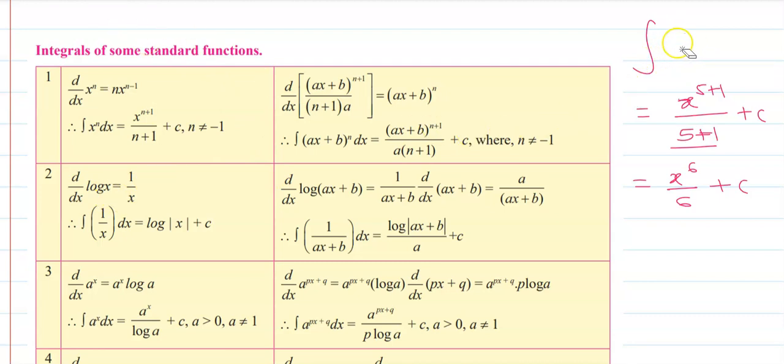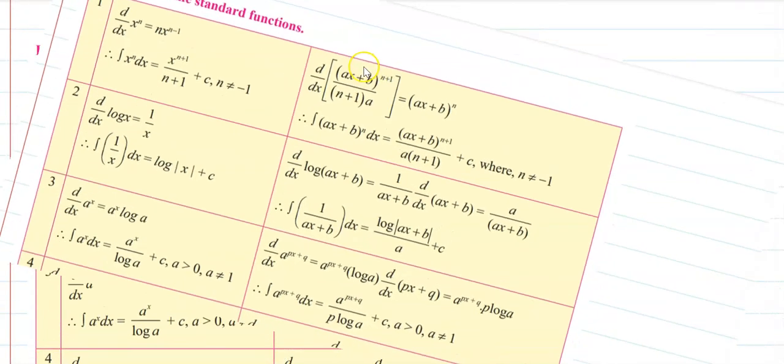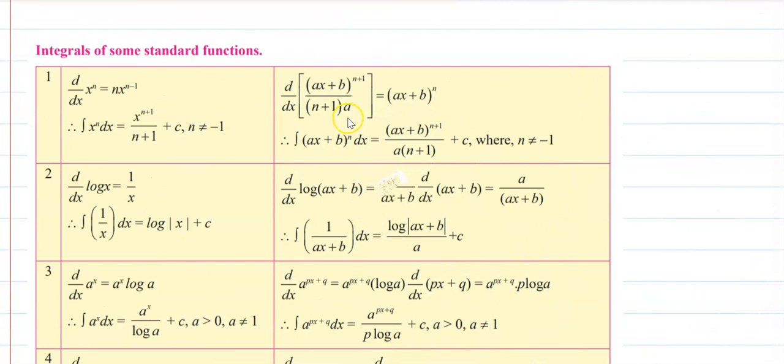Every time we will not necessarily have just x. Sometimes there may be an expression like this. d/dx of (ax+b)^(n+1) upon (n+1) into a is (ax+b)^n.